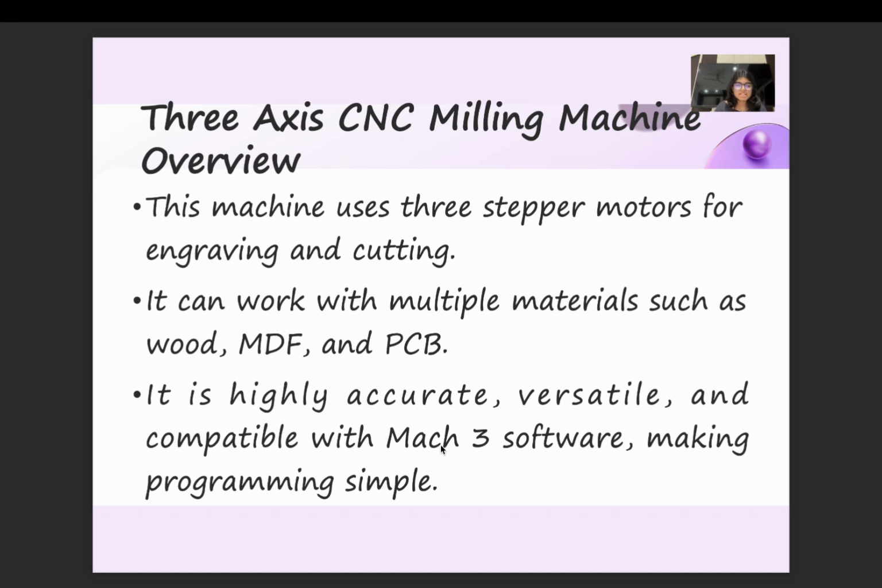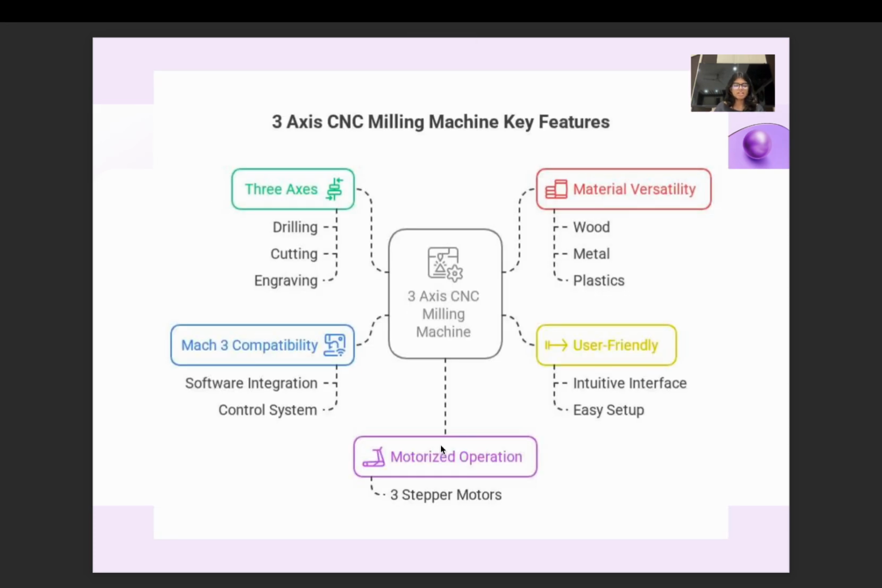Overview of the 3-axis CNC milling machine. The machine uses 3 stepper motors to move the cutting tool in X, Y, and Z direction. It is mainly designed to work on soft materials like wood, MDF, medium density fiberboard, and PCBs, printed circuit boards. It operates using Mach 3 software, which allows users to design the toolpath and control the machine easily. This slide gives a summary of what makes the machine practical, flexible, and easy to use for prototyping and small-scale manufacturing.